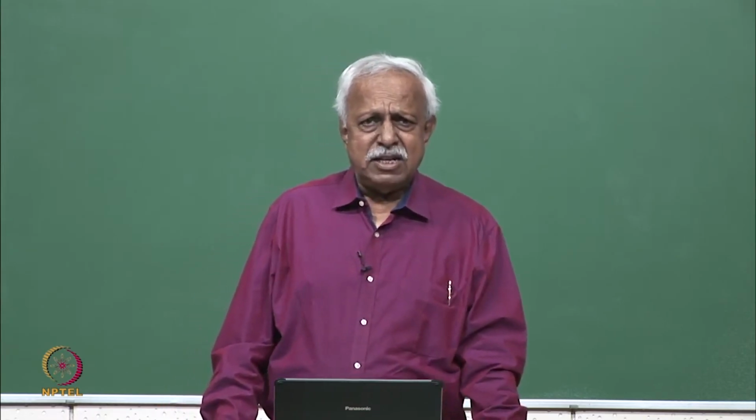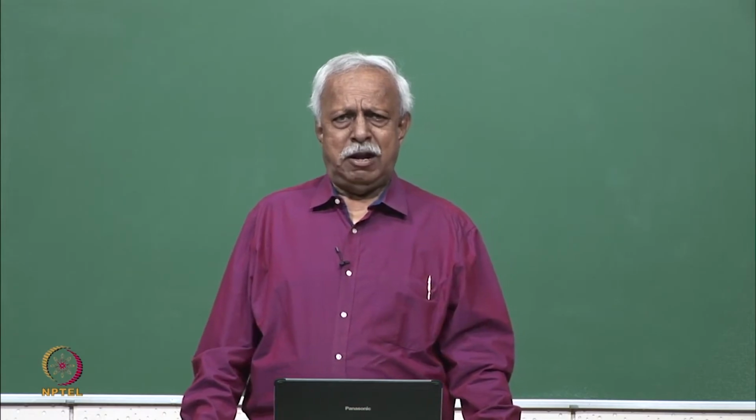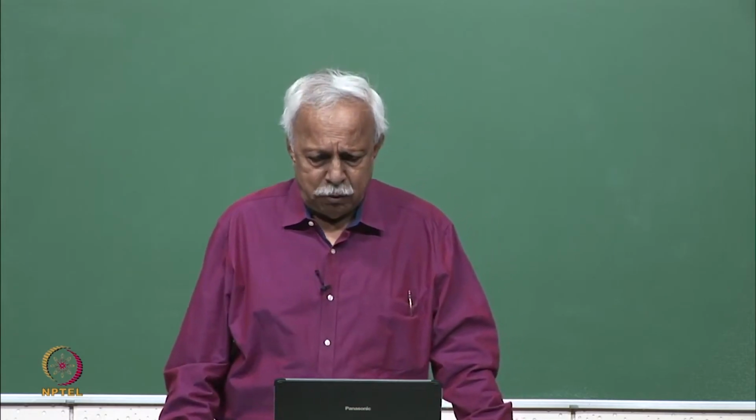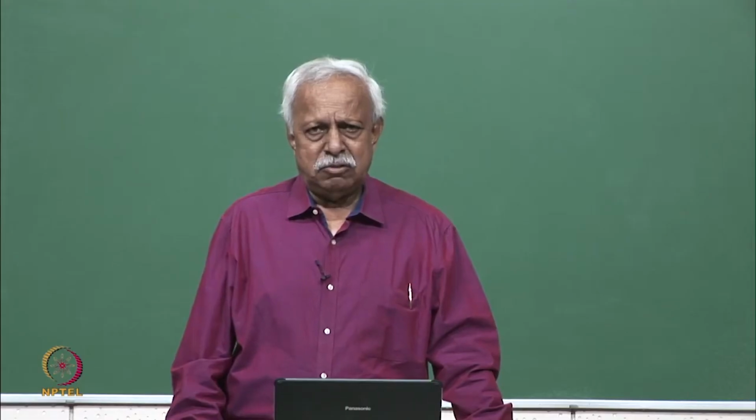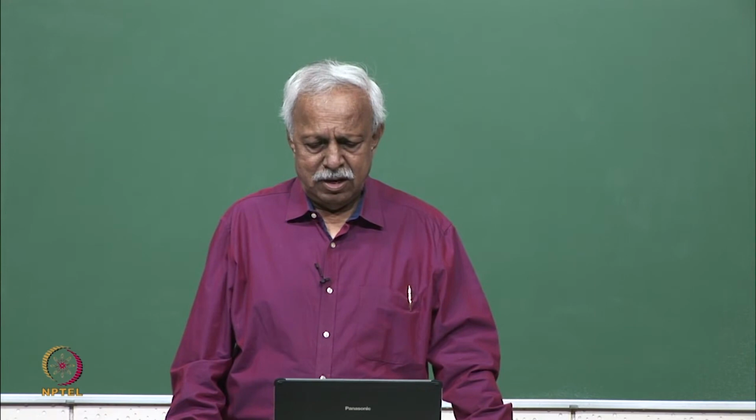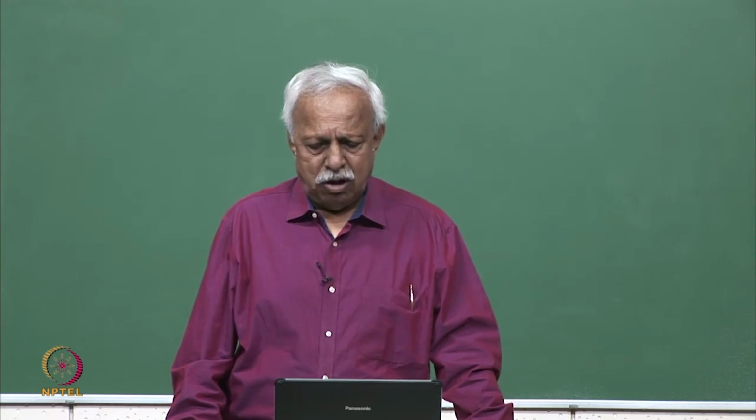But in the vertical direction, there is one more force on the fluid element, that is the weight of the fluid element itself. The volume of the fluid element, delta A delta z, multiplied by rho gives you the mass of the fluid element, and g is the acceleration due to gravity. So the total force on this fluid element because of weight in the vertical direction is rho g delta z delta A.